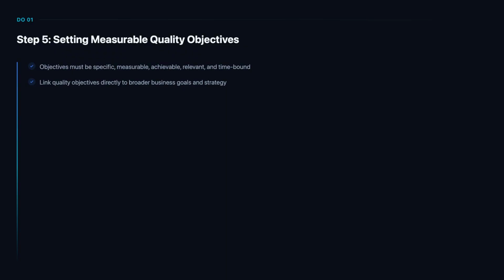For example, if a business goal is improving customer satisfaction, quality objectives could focus on reducing defect rates or shortening delivery times. Establish clear metrics for tracking progress and conduct regular performance reviews. This ensures that quality objectives are being met and identifies areas needing attention. Cascade objectives down through all departments so every team and individual understands how they contribute to the organization's quality goals. This creates shared ownership and accountability.